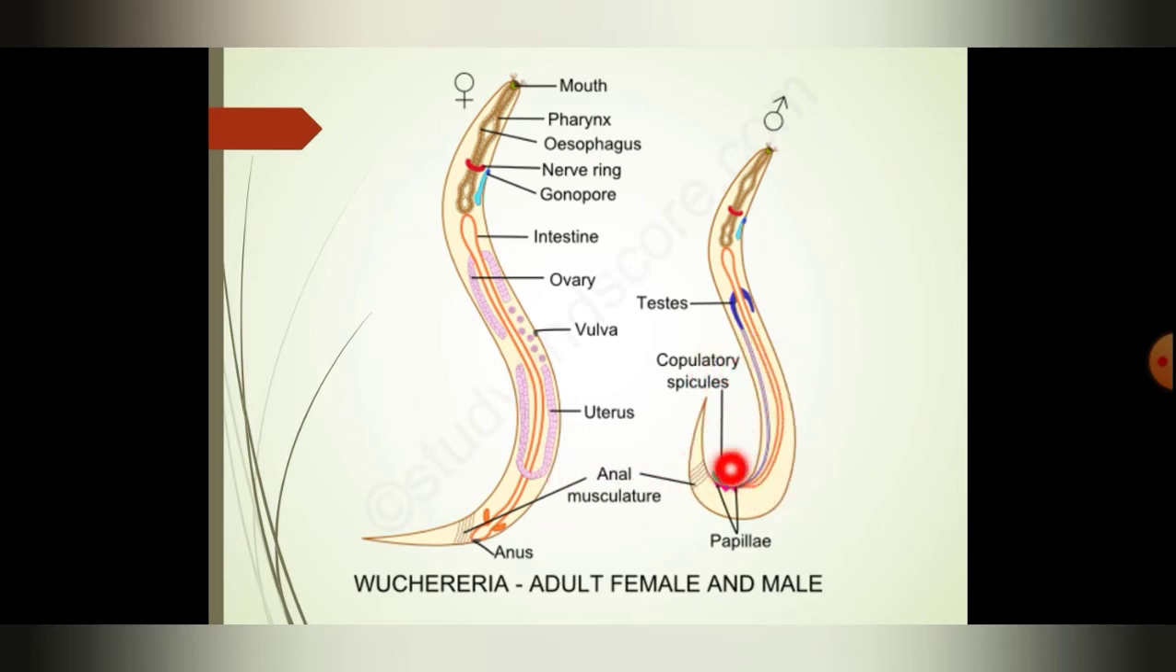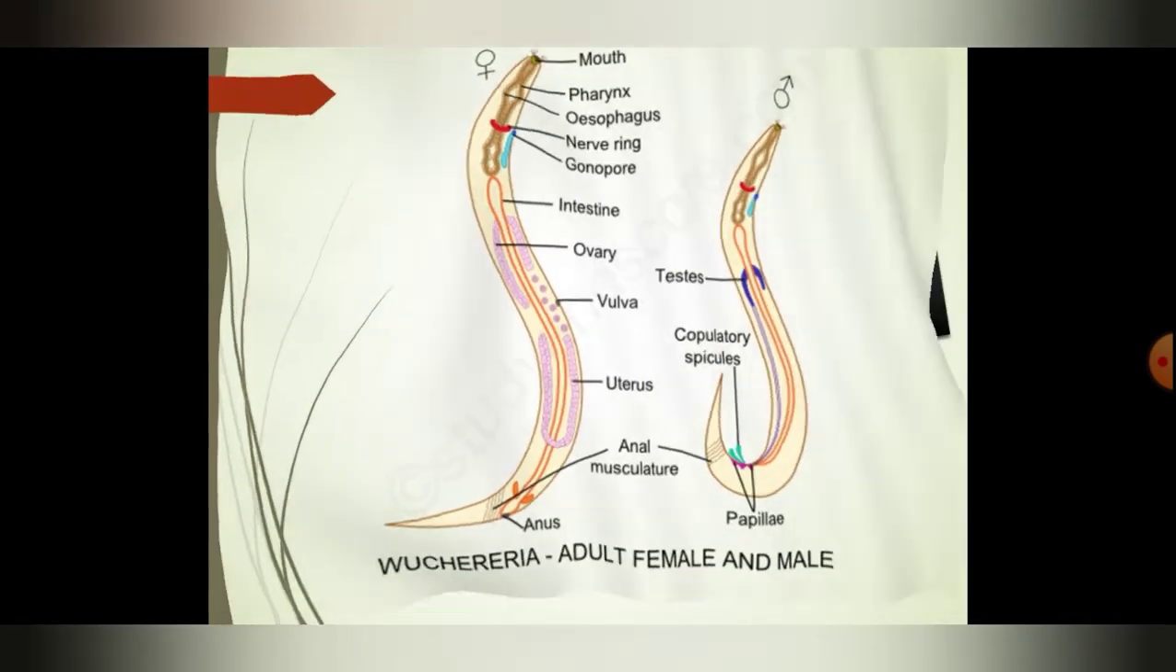Here you can see copulatory spicules. In the case of the male, you can see 2 spicules, the blue colored ones, and papillae and spicules. It is very small, and you can see the curved tail. And this is the structure of a female. You have mouth, pharynx, esophagus, nerve ring, gonopore, intestine. You can see the reproductive system, nervous system and all the parts of this structure here. This is the main difference.